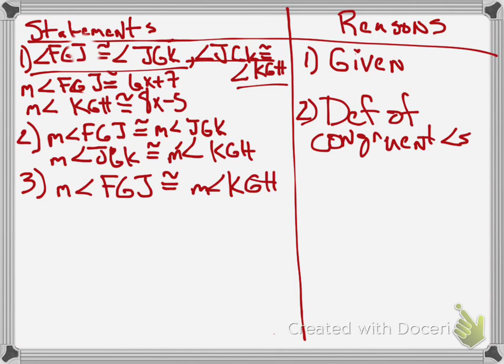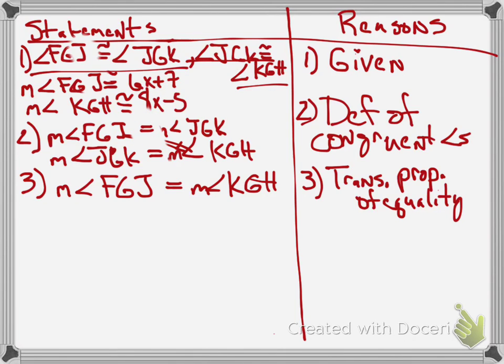Based on this, I can now say that these two are congruent by the transitive property of equality, which allows me to say if two things are equal to one thing, then they're going to be equal to each other. Notice here how we're trying to get rid of the congruent signs, because I want to get to the math part, the algebraic part.